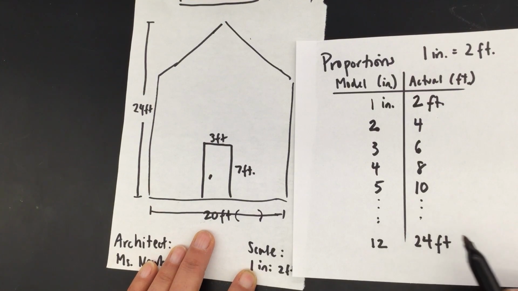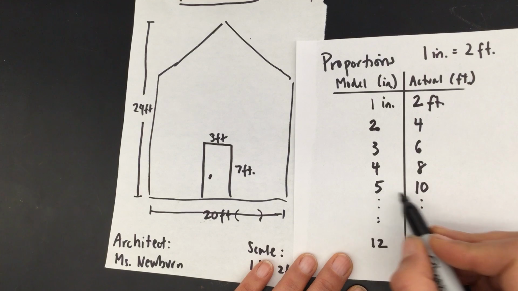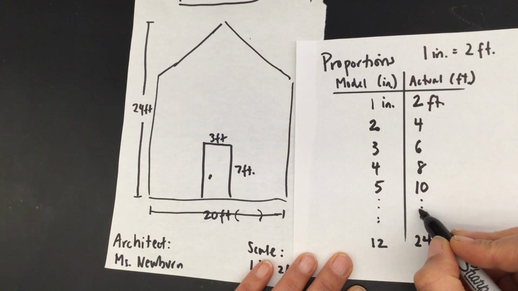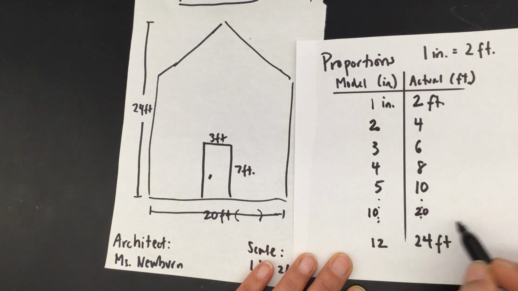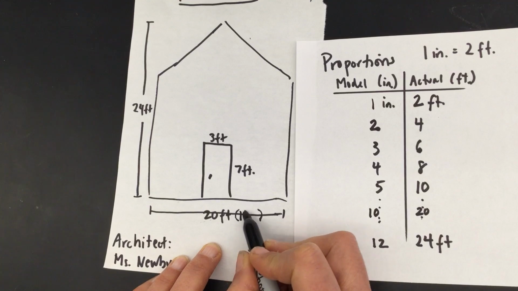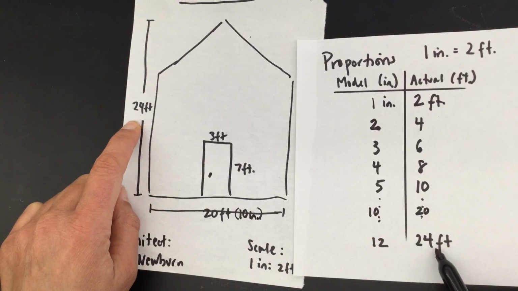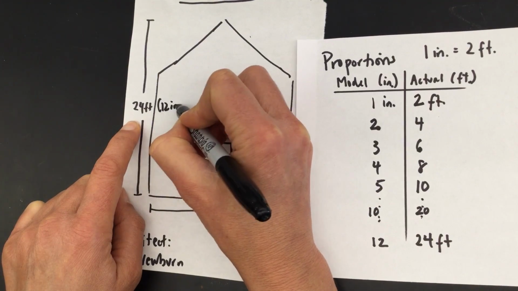So 20 feet, I'm going to go through it and figure out how many. So 5 feet is 10, and if I kept going down, I got to 20 feet, that's going to be 10 inches. So I'm going to just write down 10 inches here. And 24 feet is 12 inches, so I'm going to write 12 inches here.